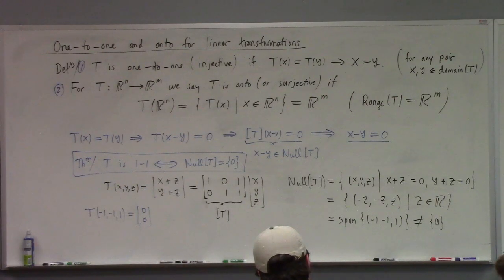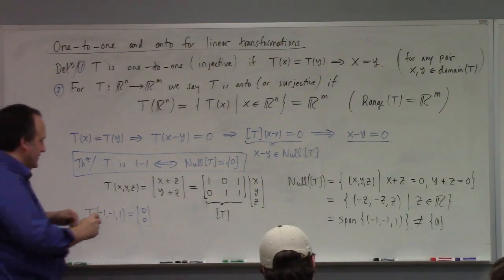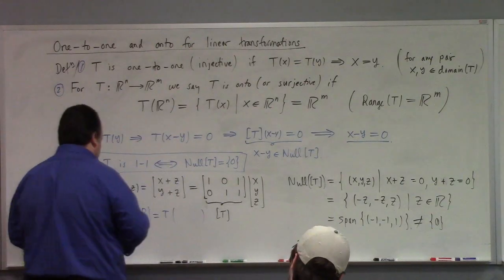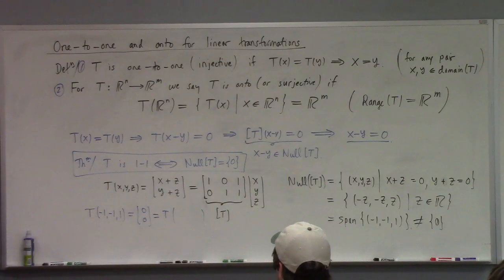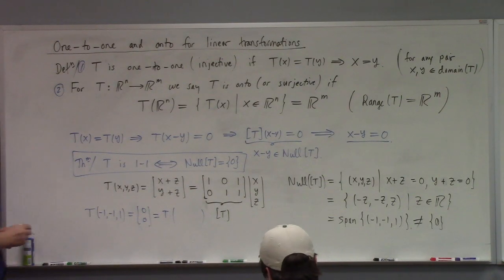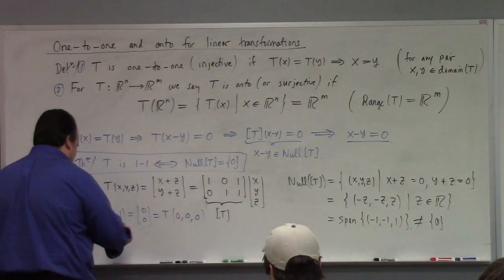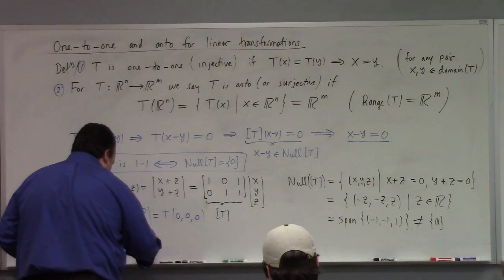It's called a one-to-one map because there's only one input that goes to that one output. What two inputs both go to that? Can you guys give me T of something else that also goes to (0, 0)? There's infinitely many choices to put here. May I recommend 0? Okay? So therefore T is not one-to-one.